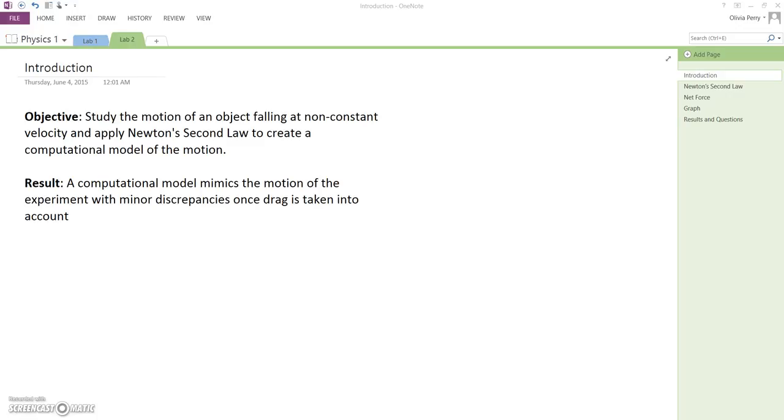I found that my first model without drag underestimated the position of the ball with greater error as the time increased. My second model with drag was more accurate, with minor discrepancies towards the beginning when the motion started, which I will discuss later, but for the most part it was a very accurate model for predicting the motion.